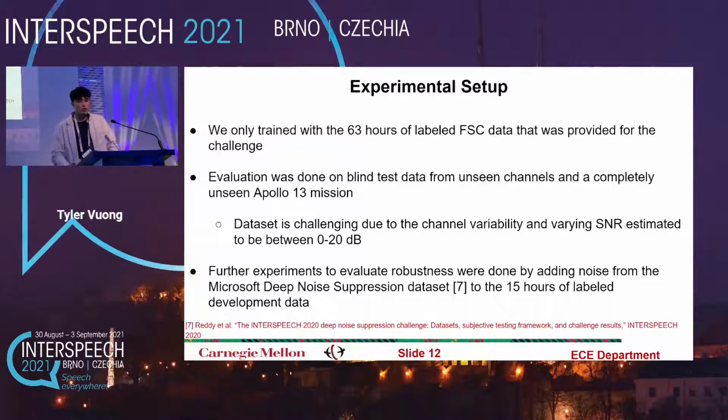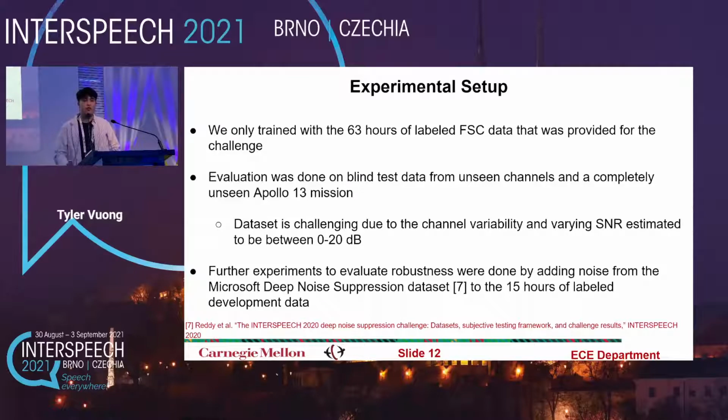So here's the experimental setup of the challenge. We only trained with the 63 hours of labeled data that was provided for the challenge. I think the challenge was an open data set, but we only trained on the 63 hours and didn't use any external data sets. Then evaluation was done on a blind test set that had different channels and also an unseen Apollo 13 mission. This data set is challenging due to the channel variability, varying SNRs throughout each recording, and also the lower sampling rate.